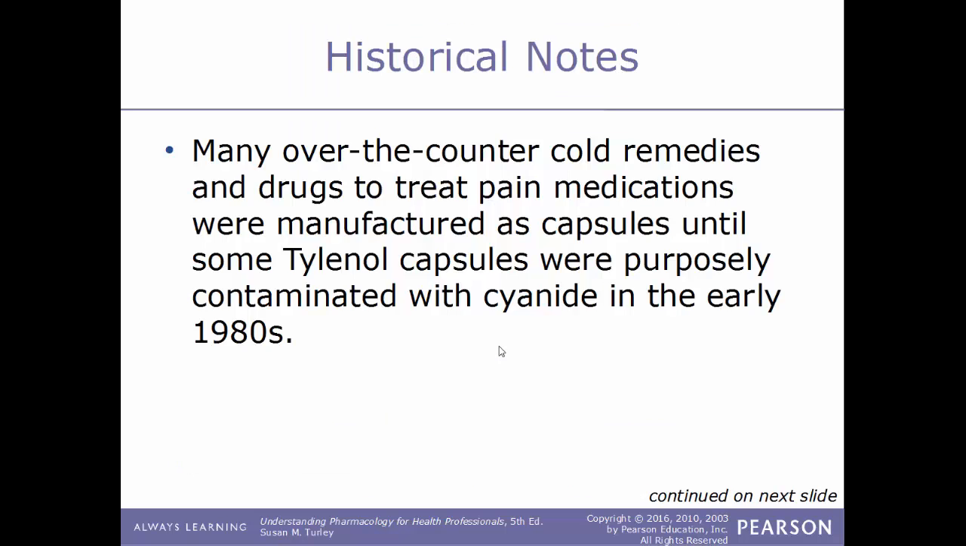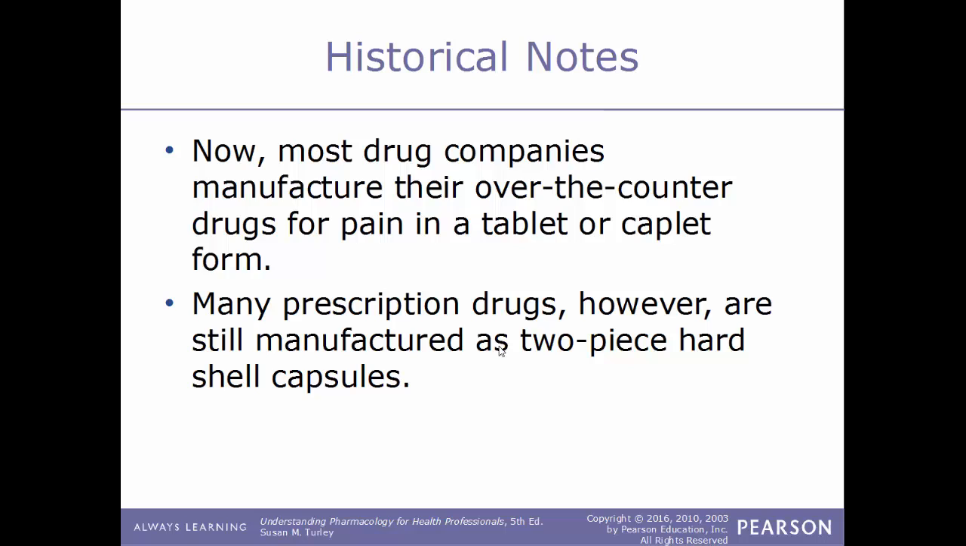So a quick historical note: many over-the-counter cold remedies and drugs that were used to treat pain were manufactured strictly as capsules until the 1980s, when there were multiple sources of Tylenol capsules that were intentionally contaminated with cyanide. After that point, many drug companies manufacture their over-the-counter pain drugs in a tablet or caplet form, so it's not as easy to tamper with. But many prescription drugs, however, still manufacture their pain reliever drugs as a 2-piece shell capsule.